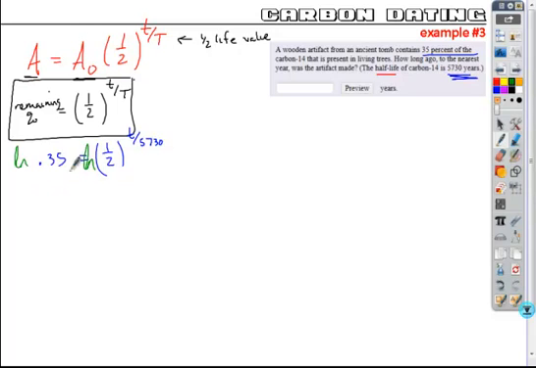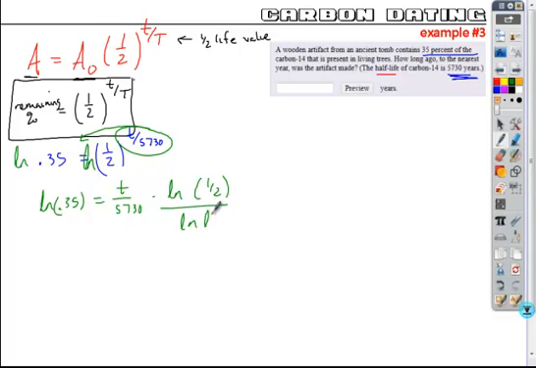If you calculate this, you get ln of 0.35 is equal to, I can move my power out front, t over 5730 times the ln of 1/2. Notice this time the ln didn't cancel because the input is not the same as the base, so I'll leave it in this form. I can then divide by ln of 1/2, and at the same time multiply by 5730. These cancel, and I'm left with my time.